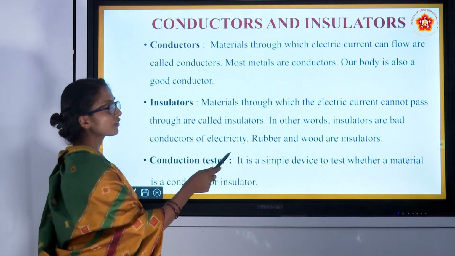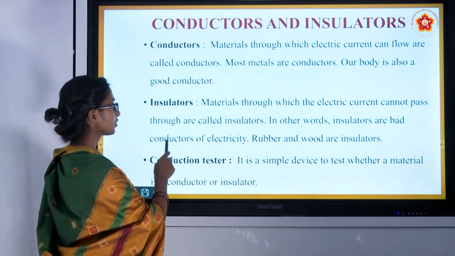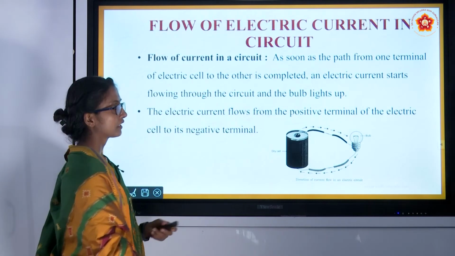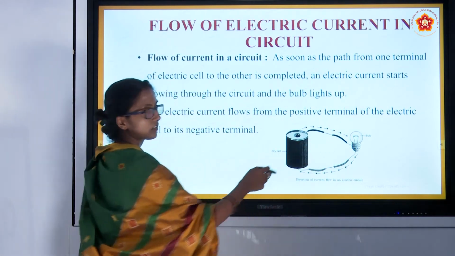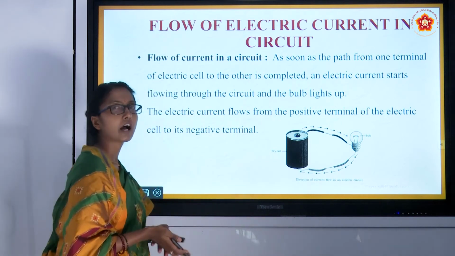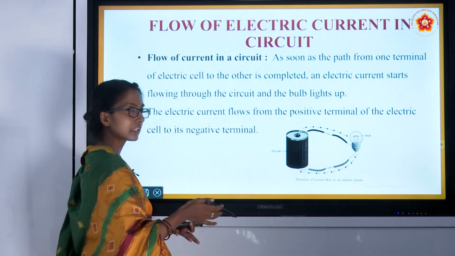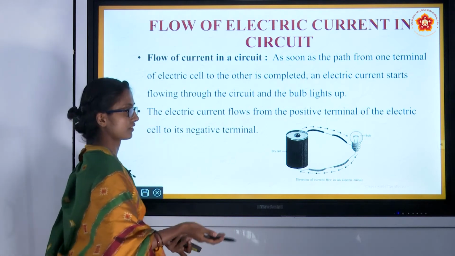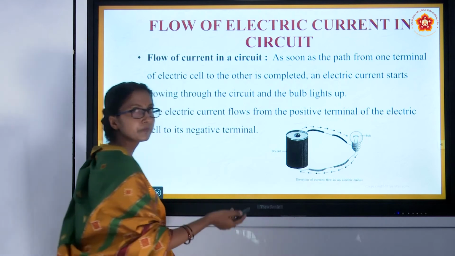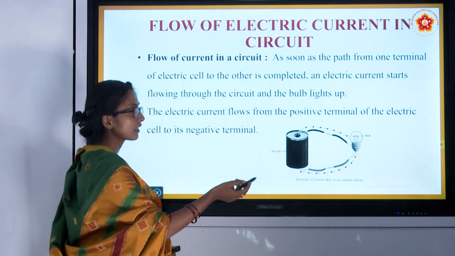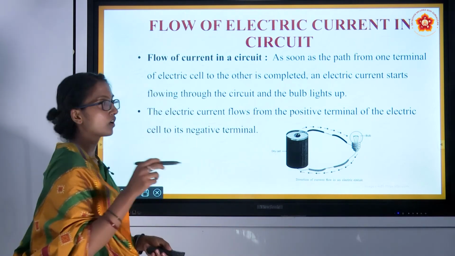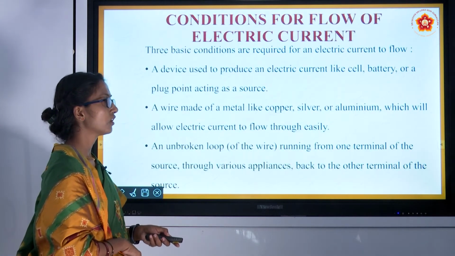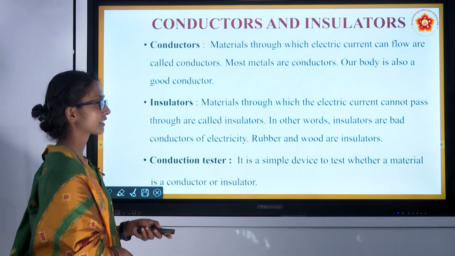Insulators. Materials through which electric current cannot pass are called insulators. If these electrical wires were made of iron or another good metal, which allows the flow of electric current, electricity would flow. Instead of them, if we use wood or cotton, then electricity will not flow. Such materials are said to be insulators. They will not allow the flow of electric current.